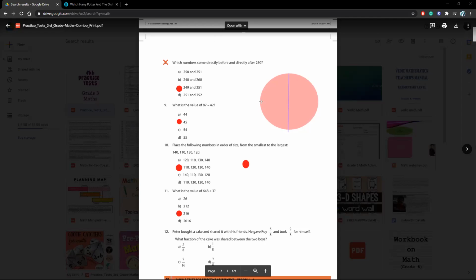Yeah. So there are 8 pieces of the cake. Now he gave 5/8 to his friend Roy. So if we take out 5 pieces of the 8, there are 3 more left. And then he himself took out 2. And so only 1 is left. And since there are 8 pieces in total, 1/8 would be our answer.